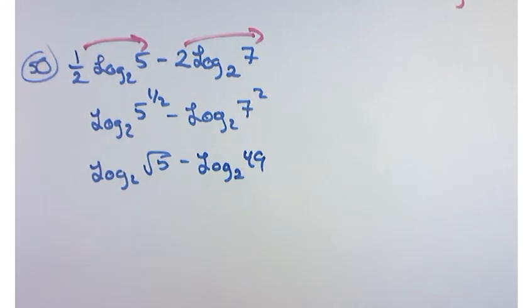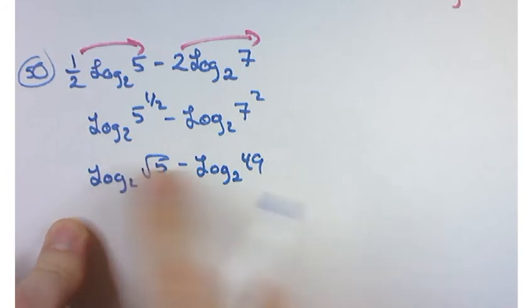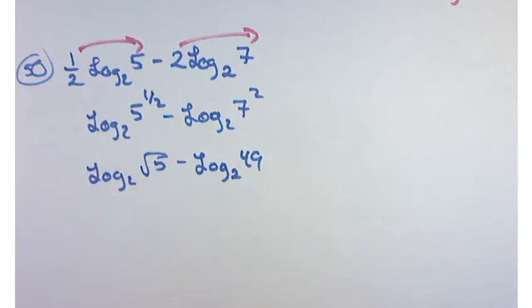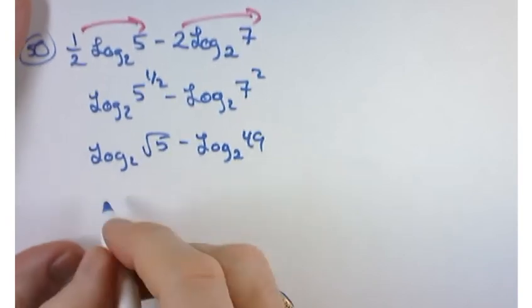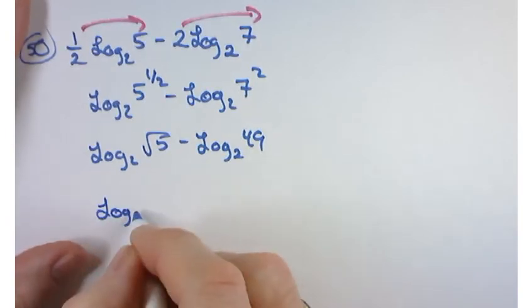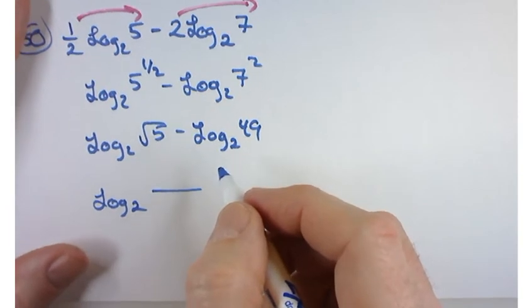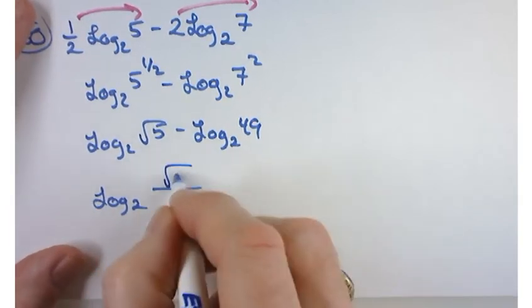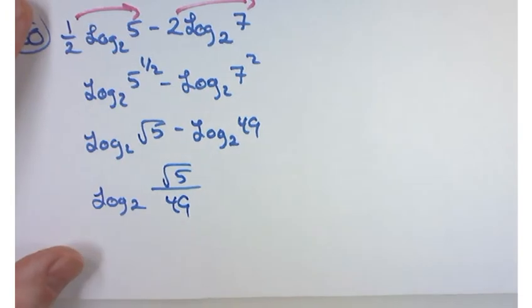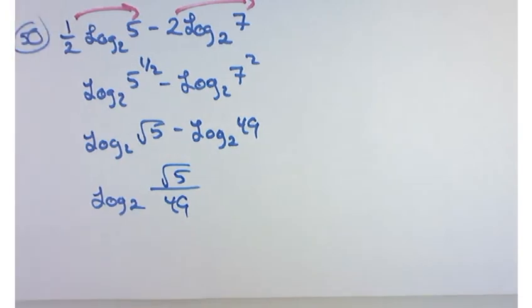And now I've got one last thing to cover, and that is I've got to figure out how I can rewrite a log of something minus a log of something else. What brings those together? Well, our quotient rule. So when I have the difference of logs, I can write that as the log of the quotient. What's going to go in the numerator? Square root of 5. Good. Over 49. And that's it.